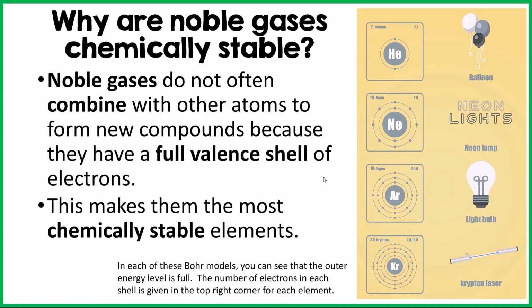So in each of these Bohr models, you can see that the outer energy level is full. For helium, that outer energy level is simply the first one. Since that only holds 2 electrons, that energy level is full. For some of these larger atoms, the second energy level is full, and the number of electrons in each shell is given in the top right corner here. So you can see that the first energy level is holding 2 and the second is holding 8, and these are all full energy levels.